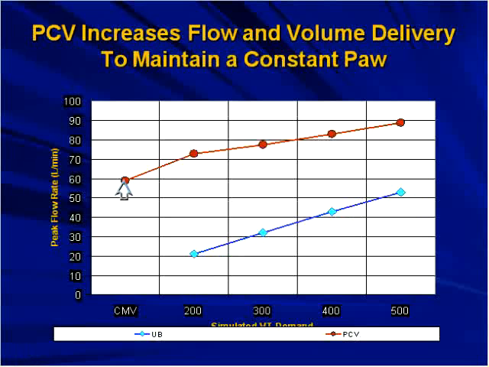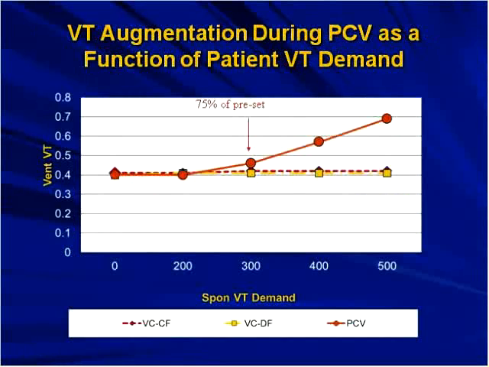And at baseline, under pressure control, passive ventilation, the peak flow rate was 60. And as the patient starts to pull in breaths with increasing tidal volume demand, pressure control mimics that and increases the flow output. And the effect on tidal volume is also similar.